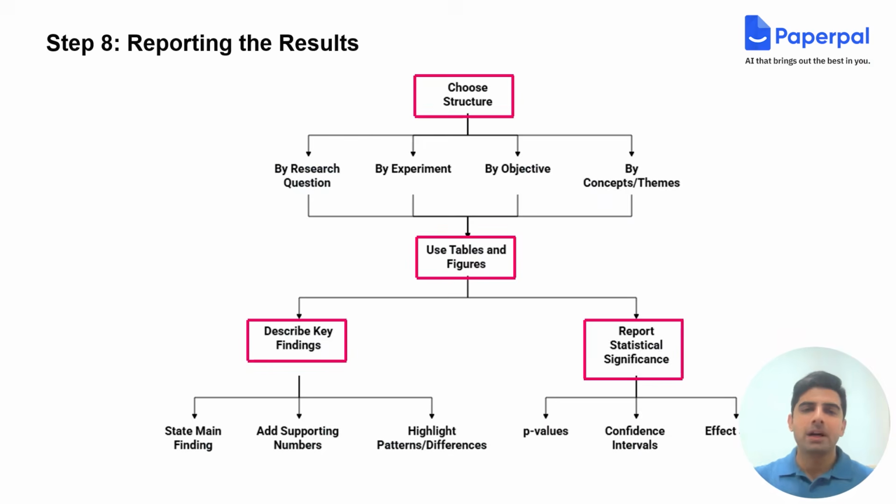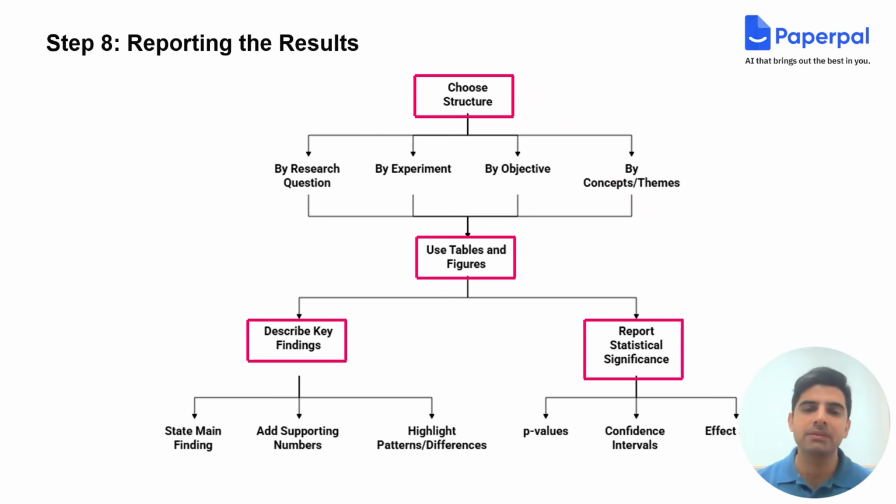Now, as far as the results part is concerned, here you can report results based on multiple types of categorizations. Either you can divide the sections based on research question, based on the experiments you have conducted, based on the objective, or based on the concept. Then my other big suggestion is to use tables and figures to communicate your findings. Do not be overly texty.